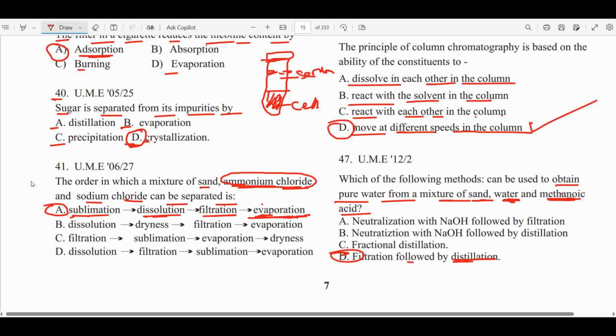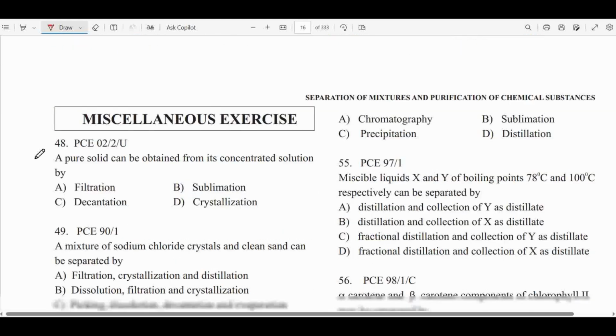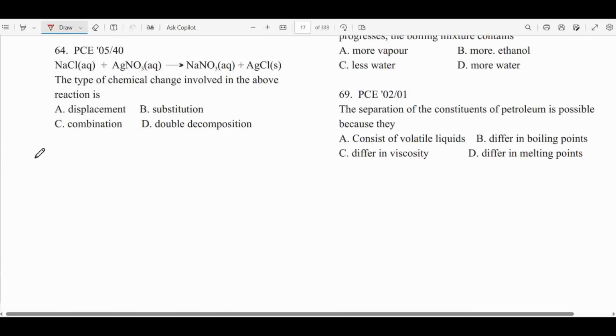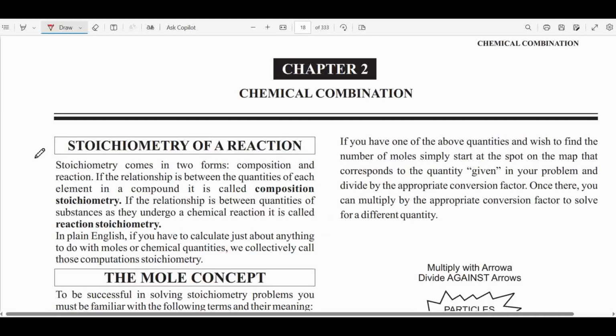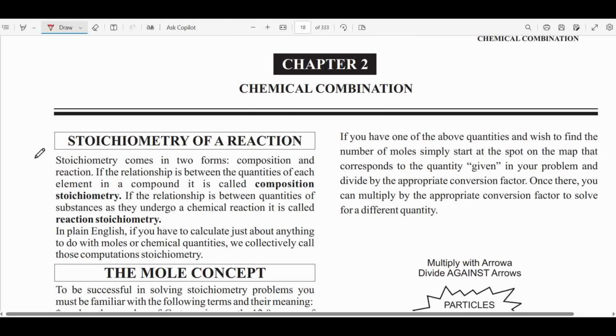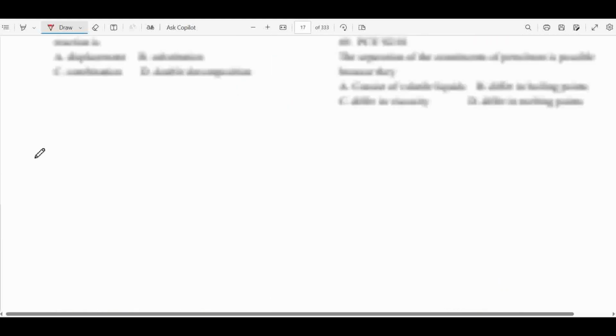In the next video, I will do another video that would address the second topic, and at this point we'll be moving into calculation in chemistry.